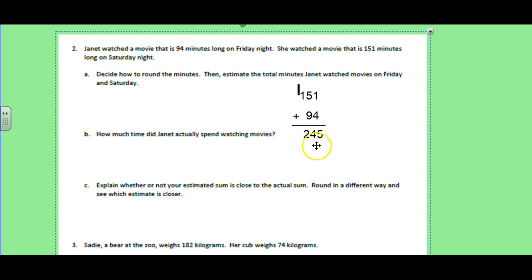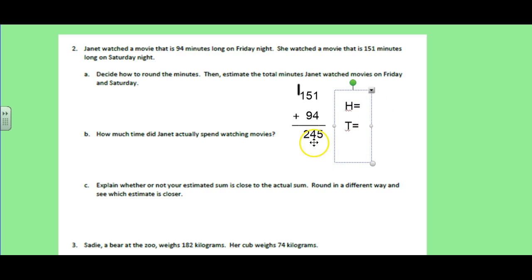Let's take 245 and round that to the nearest 100. I want you to write that over here. I'm going to put h equals for the nearest 100, and t equals for the nearest 10. So round 245 to the nearest 100 and write it next to that, and then round 245 to the nearest 10 and write it next to that. Once you have that done, you can push play.